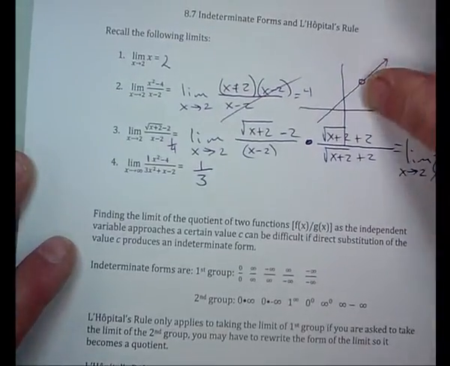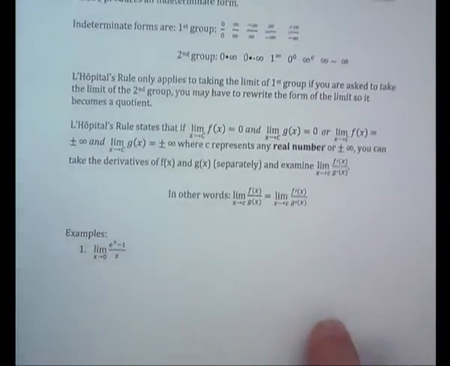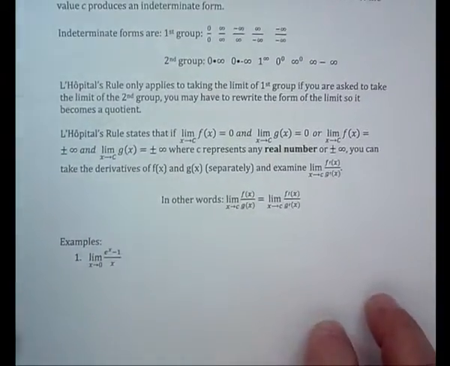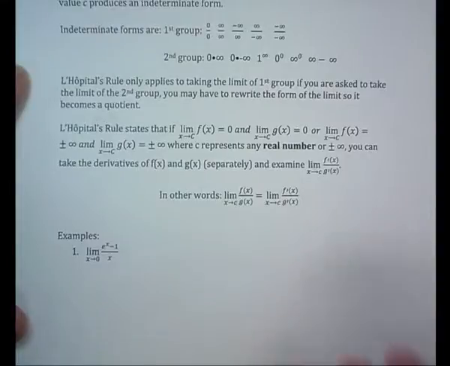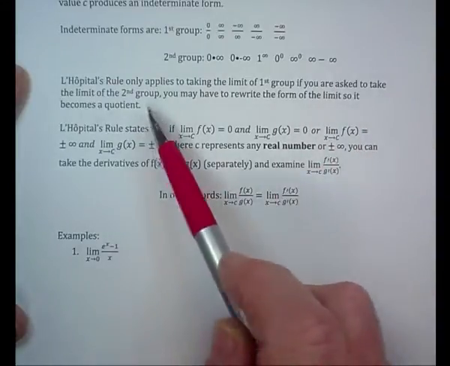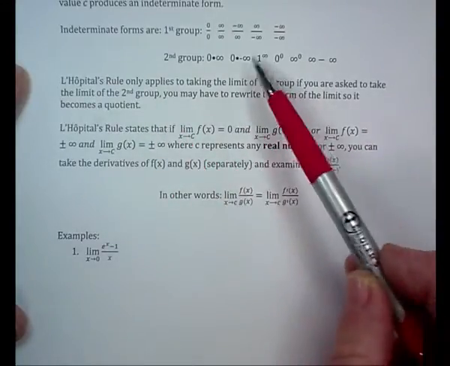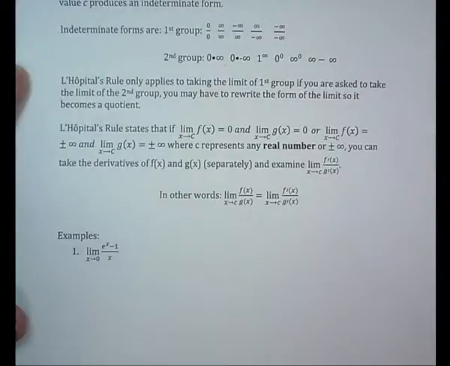So let's take a look at this. L'Hopital's rule, I rewrote it from the notes from last year. I said L'Hopital's rule only applies to taking the limit of the first group, and if you're asked to take the limit of the second group, you have to rewrite this form so it looks like the first group.